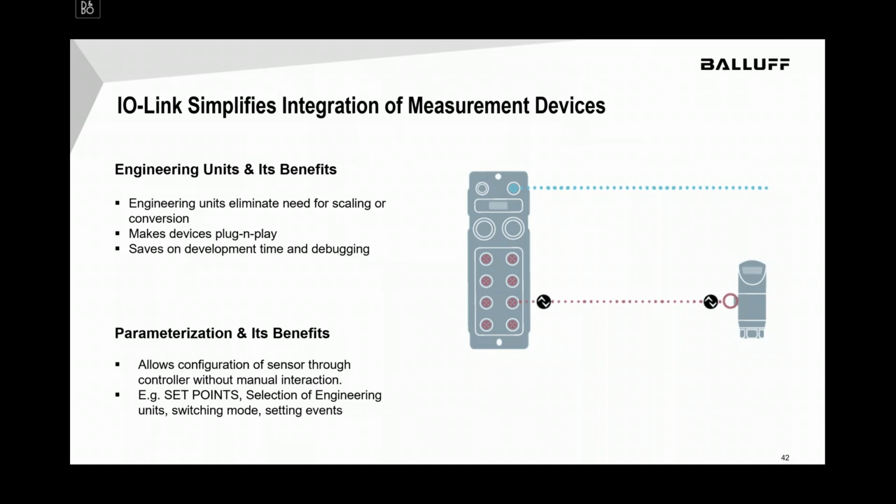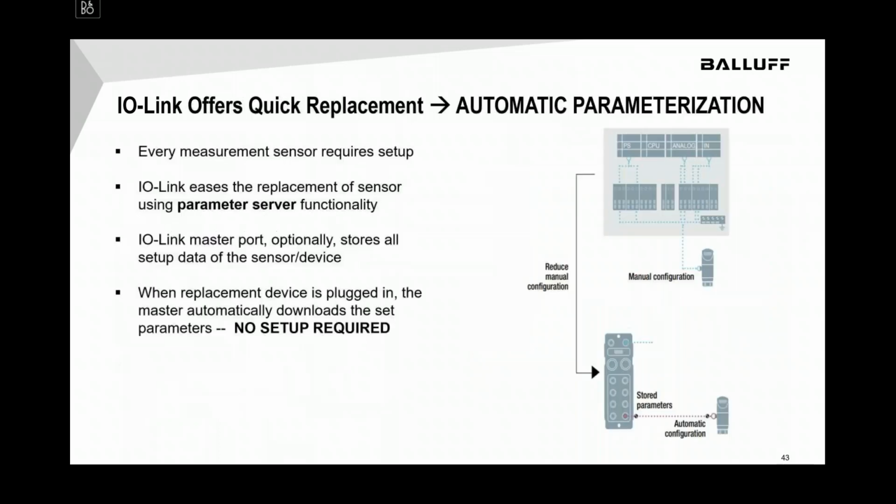IO-Link gives you a signal back right away when it detects that, hey, there is supposed to be a device, but there is no device connected. So that's another advantage that the IO-Link offers is your critical processes can be protected well with that smartness in the sensors. Parameterization offers other benefits like set points, selection of engineering units, and signals setting.